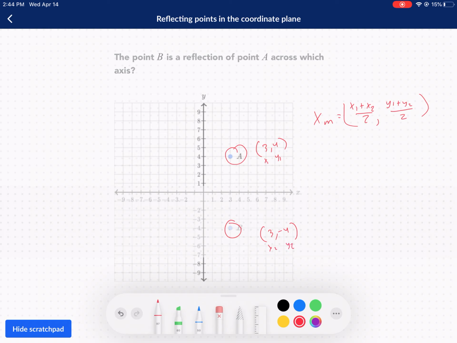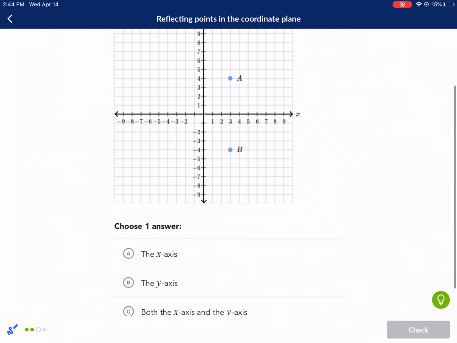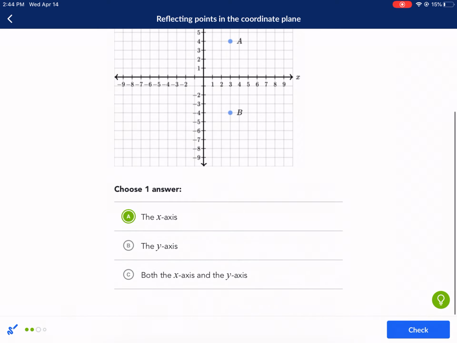We've done midpoint before. If you need a refresher, I have videos on that. We're adding these two together, so we get 3 plus 3 over 2, and then 4 plus -4 over 2. That would be 6 over 2, 0 over 2. 3, 0 would be our point. That's on the line of reflection. So now we know this point is on our line of reflection, so our line of reflection is y equals 0, which is the x-axis.